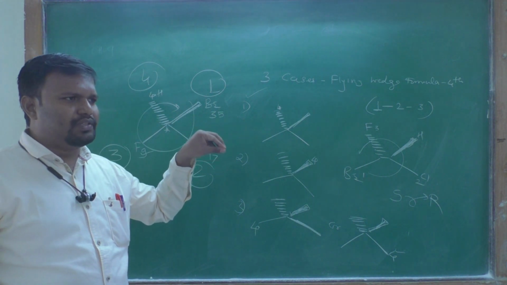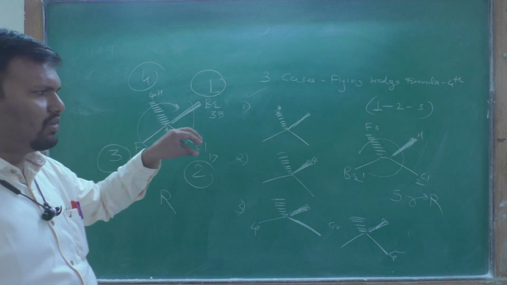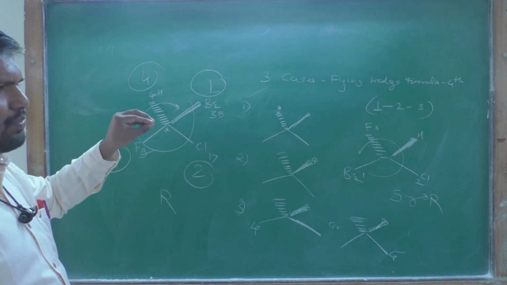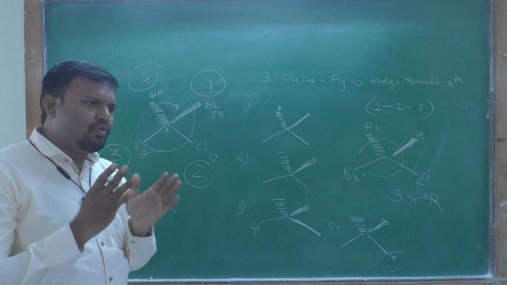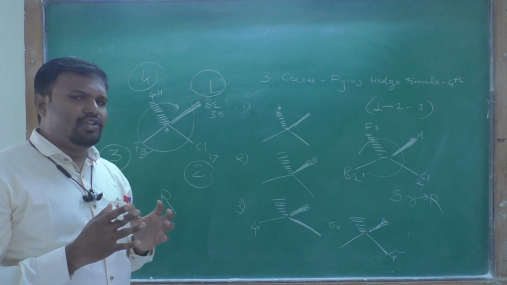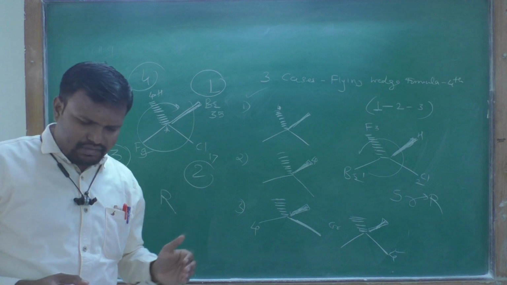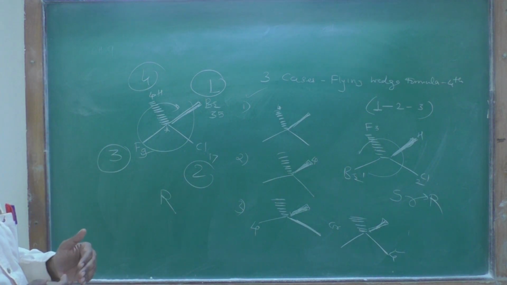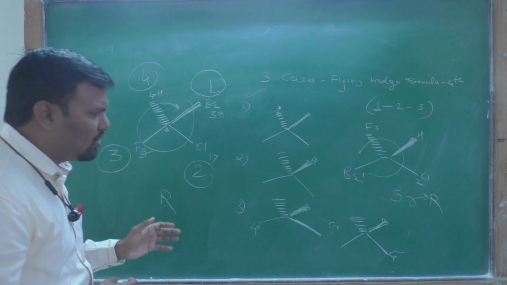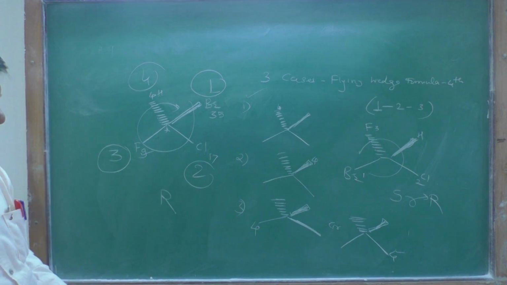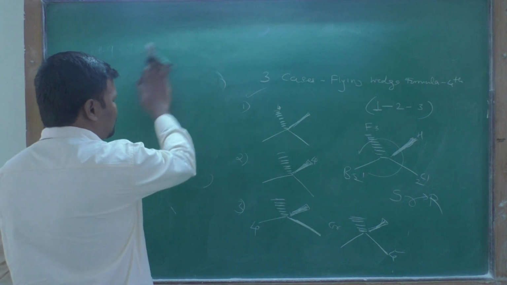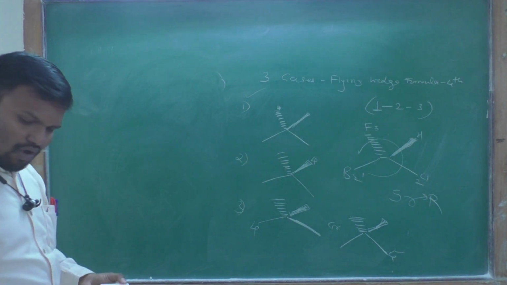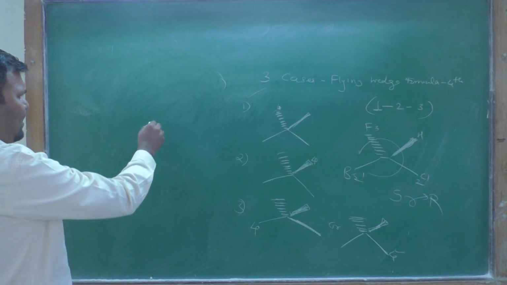The fourth group away from the observer is the first way you can represent. The second example is the fourth group near to the observer. And how is the configuration calculated if such two cases are there? Case number three: your fourth priority group is present along the plane. What will be its configuration? We have the same example.